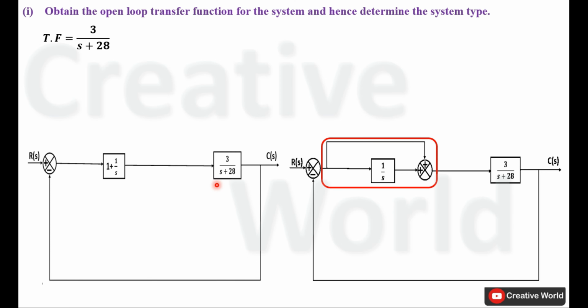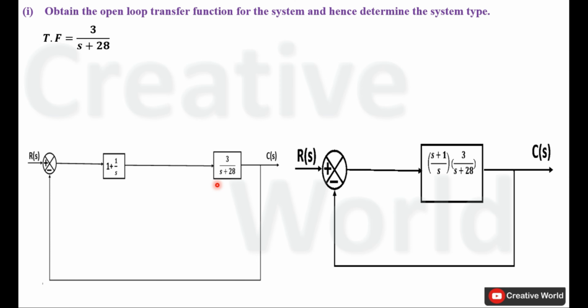Now these two gains will multiply with each other and will become a single block, (s plus 1) divided by s, into 3 divided by (s plus 28). So we have simplified the block diagram. It is converted to a negative unity feedback system which has the gain of (s plus 1) divided by s, into 3 divided by (s plus 28).